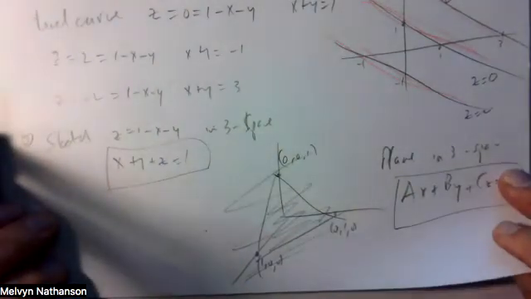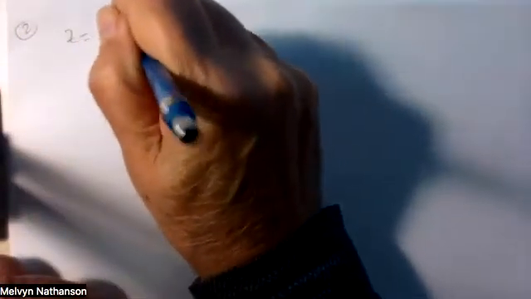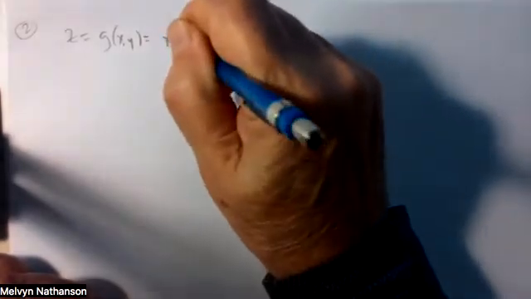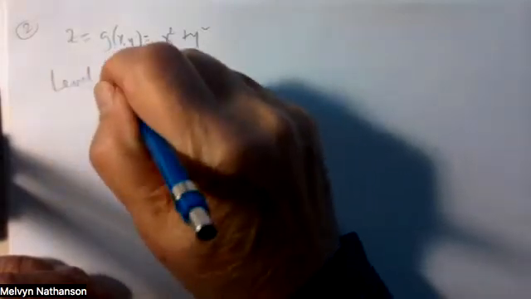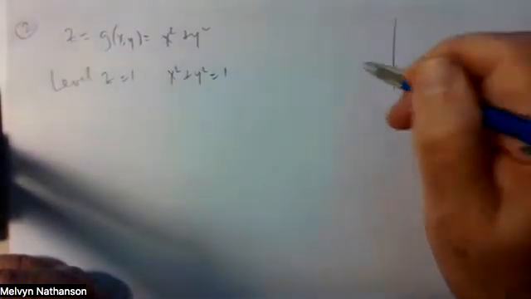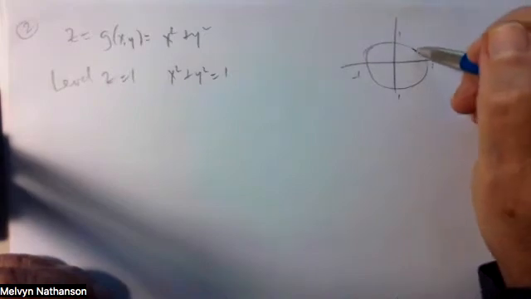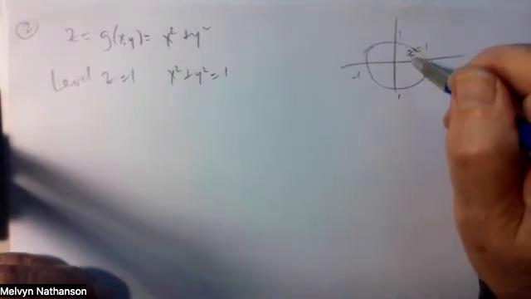Problem 2 is a similar question for a different function. So for problem 2, we have a function z. It's some function of x and y, which is x squared plus y squared. So for the level curve z equal 1, it's all points where x squared plus y squared equals 1. That's just a circle of radius 1. So this is the level curve z equal 1.